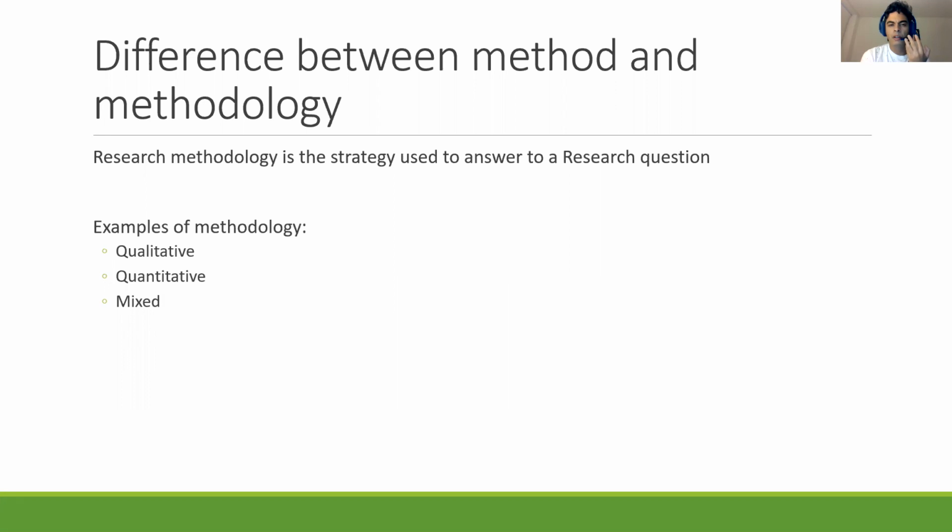So maybe the first question that comes into your mind is, what is the difference between a method and a methodology? So the methodology is the strategy that a researcher uses to answer a research question. By strategy, it means how you approach the research. And basically, there are three types of methodologies, or maybe only two.